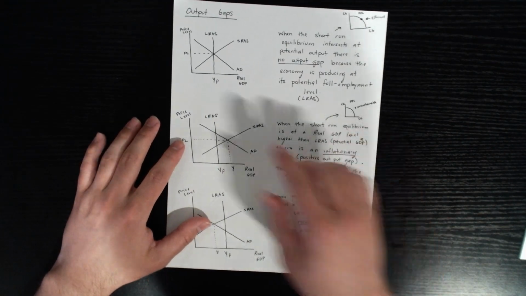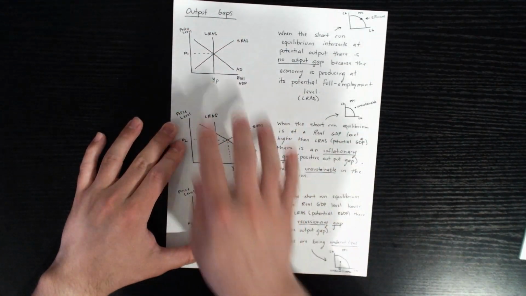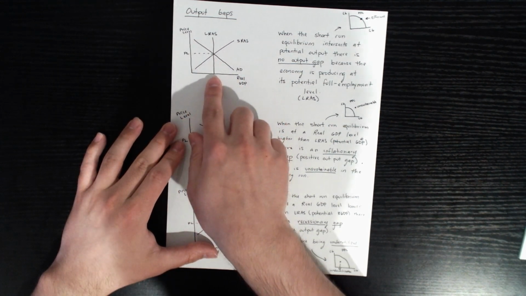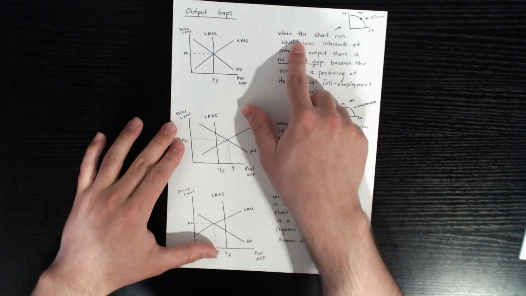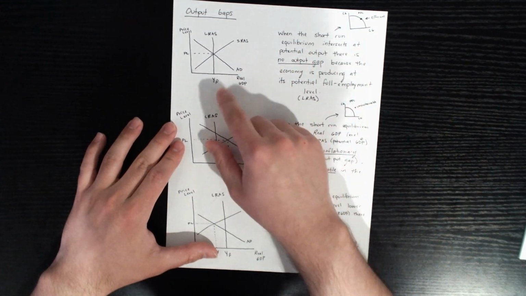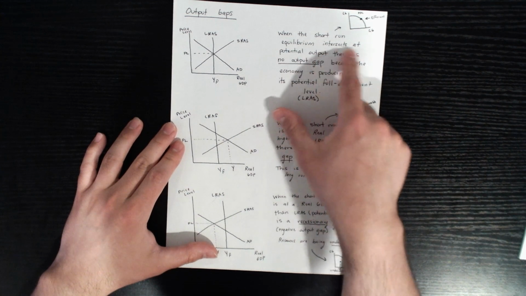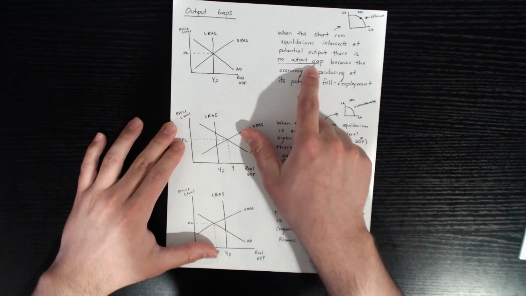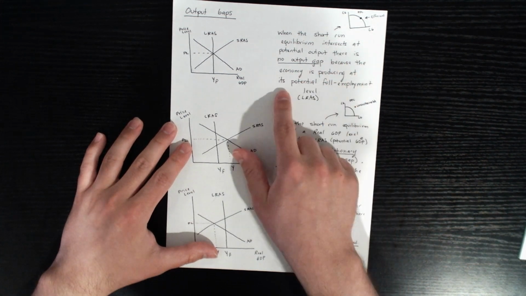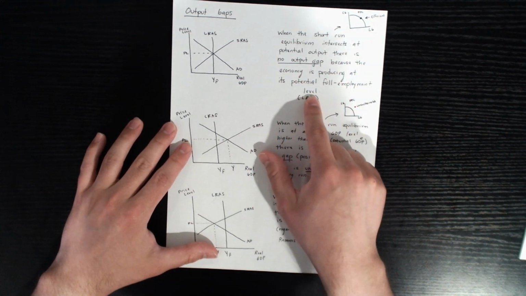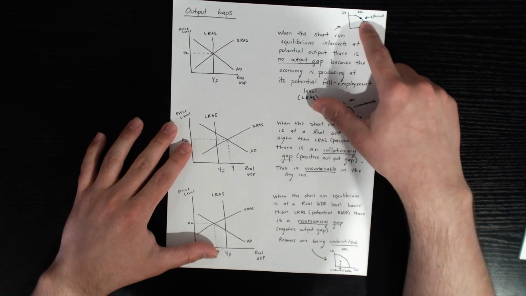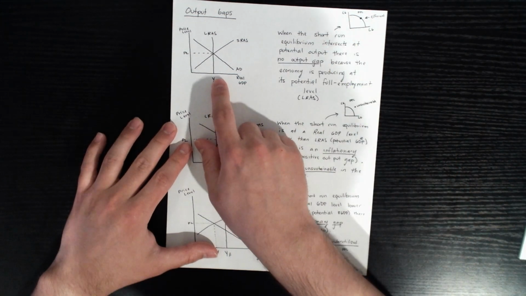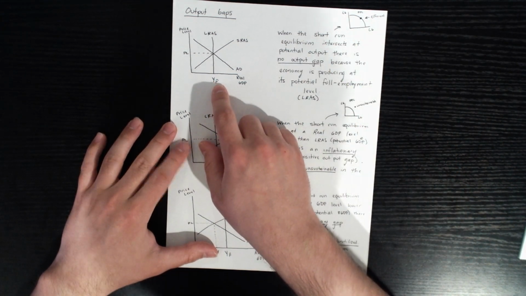Another thing we need to talk about are output gaps. So first, we're going to look at no output gap. So this is when the economy is at its natural level. So when the short run equilibrium intersects at potential output right there, there is no output gap because the economy is producing at its potential full employment level. You can see this is the same as producing at a point on the production possibilities curve. We are being efficient, we're producing at our natural level, full employment.